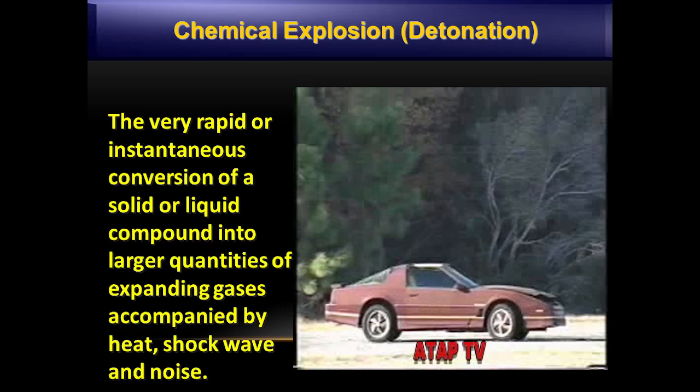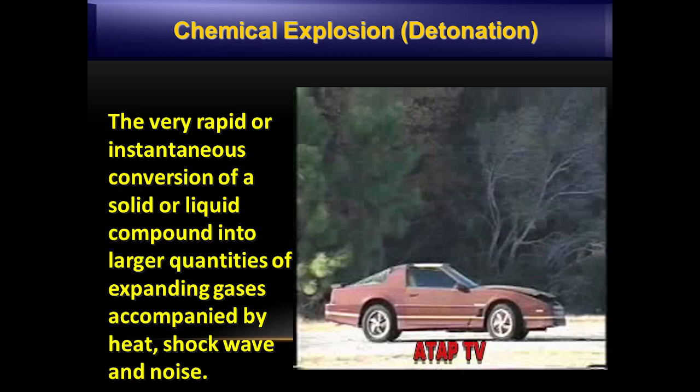We also have an example of chemical explosion. So the very rapid or instantaneous, so instant at that very moment, instantly, instant noodles, di ba? Kasi sinabi natin instant noodles, luto agad, madaling maluto. Yan, so instant din, madaling sumabog.